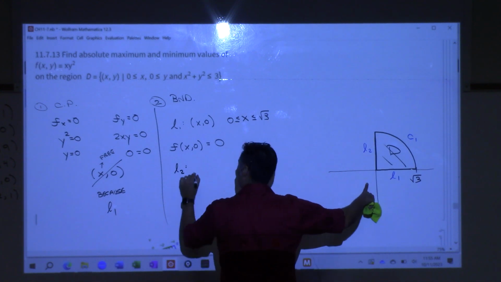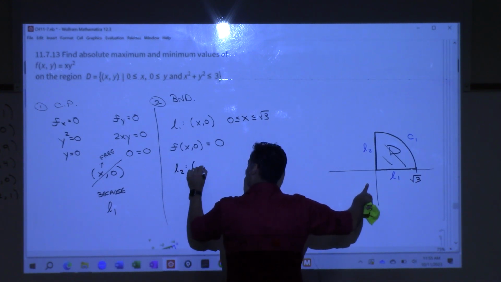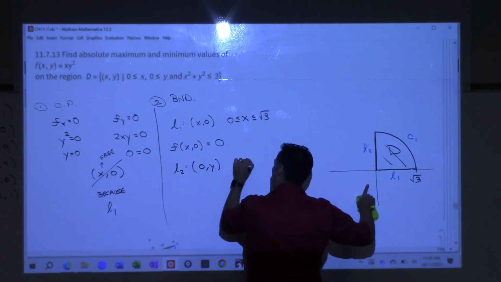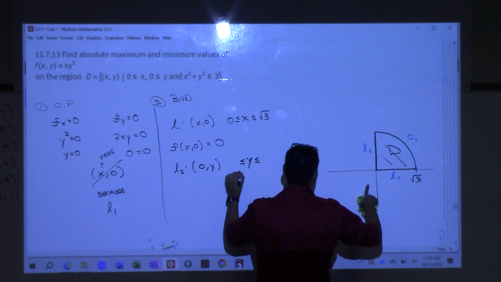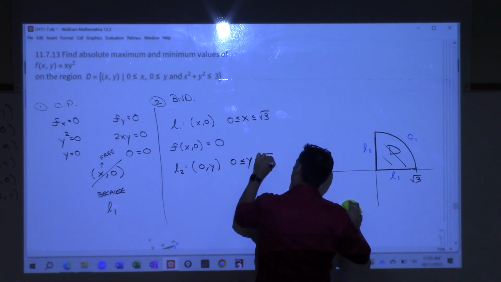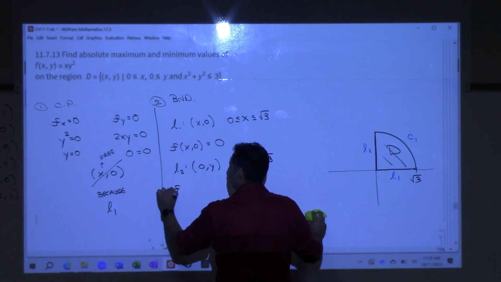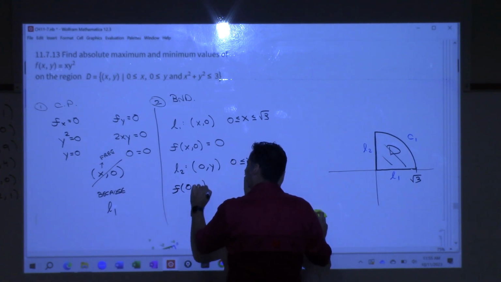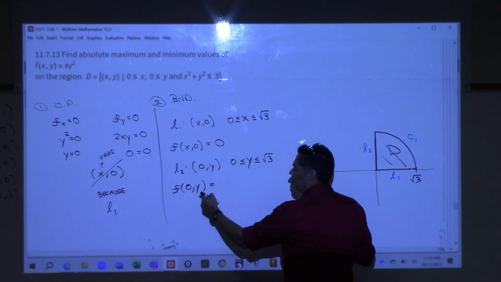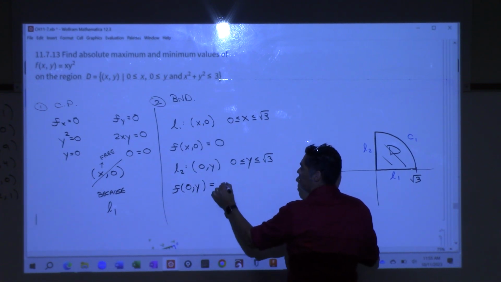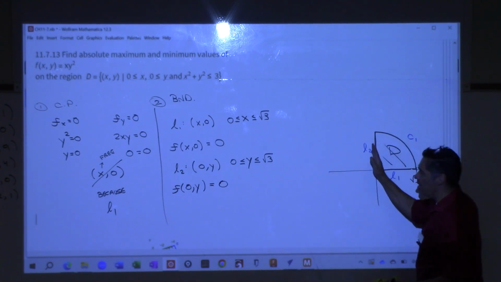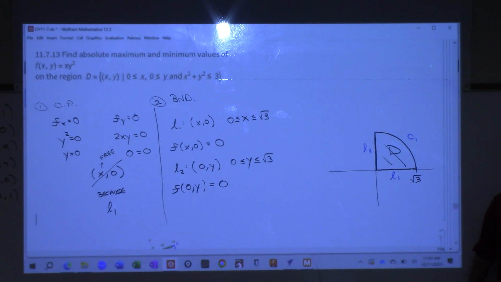L2 looks like 0y, but my y has to be between, well, 0 and root 3 again, right? Okay, but what does the function look like along that? What happens when you plug 0y into the original function? You get 0 again. So, hey, look, along that side it's 0 as well, right?